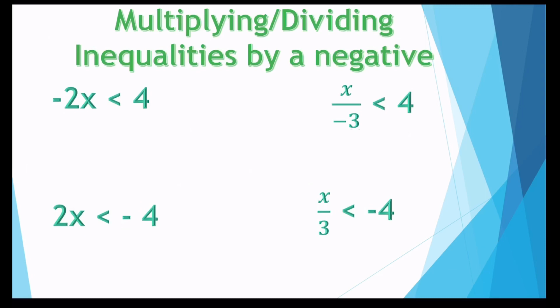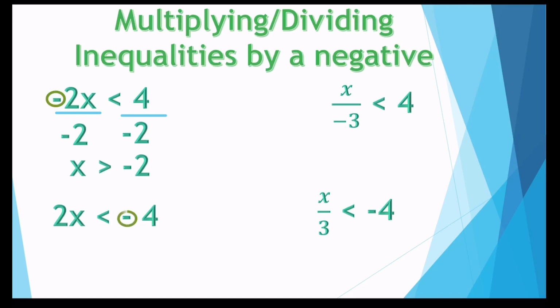Let's look first at this: negative 2x is less than 4. Notice the negative right here is with the 2. I am dividing by a negative on both sides. So in this case, I switch my inequality symbol. Do you notice it is now facing a different direction? It now says x is greater than negative 2.